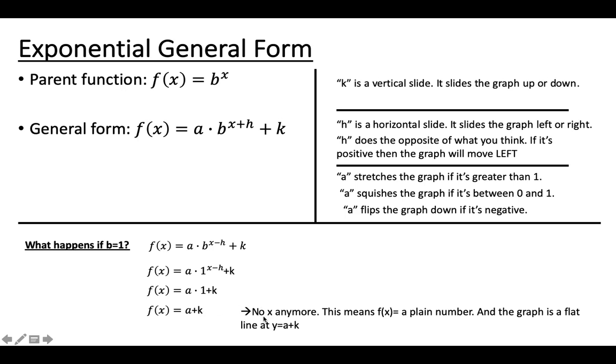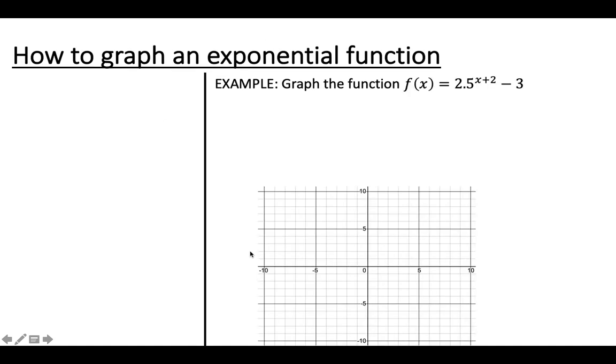The important thing to know is there's no x anymore. So that means f of x, the function value, remember that's how far up on the graph you are, is going to be a plain number. So it's never going to change. That means the graph would be a flat line, a horizontal line. And how far up would it be? It would be at a plus k. That's where it would be. Kind of a specific thing, but it's kind of cool: when b is 1, you get a flat line.